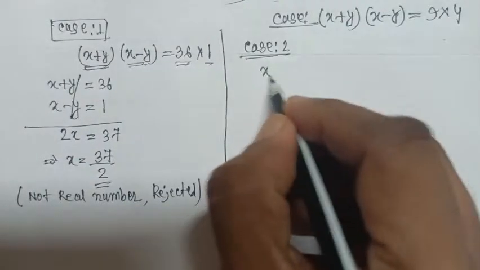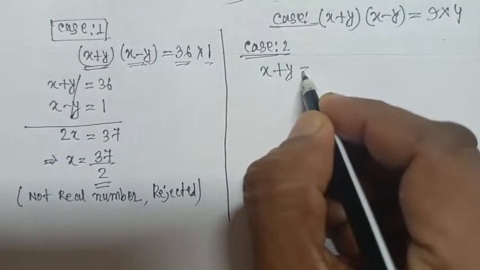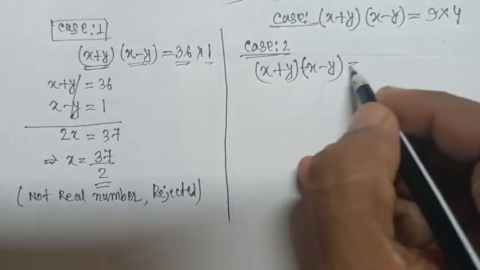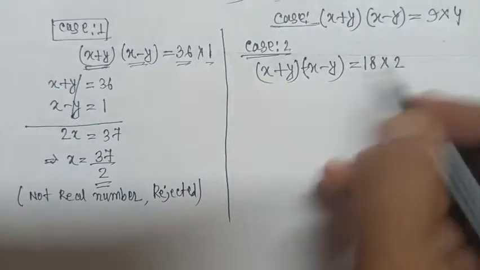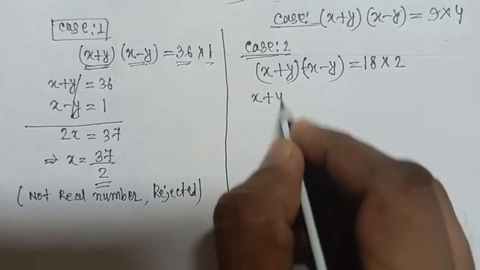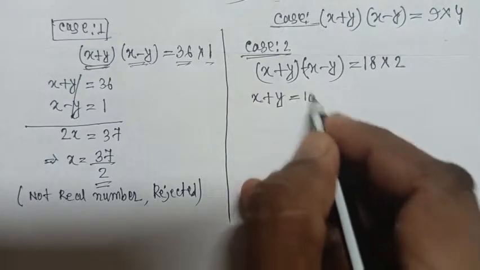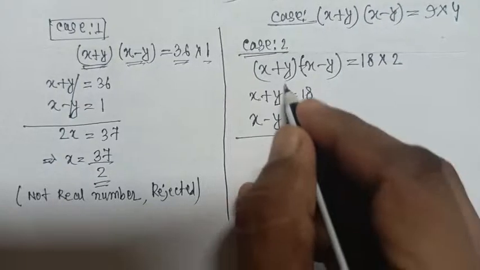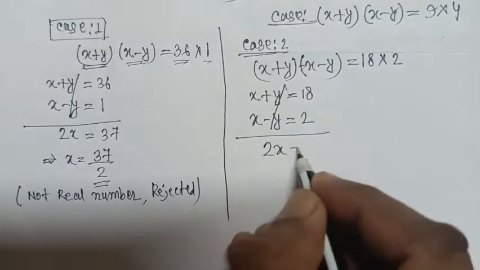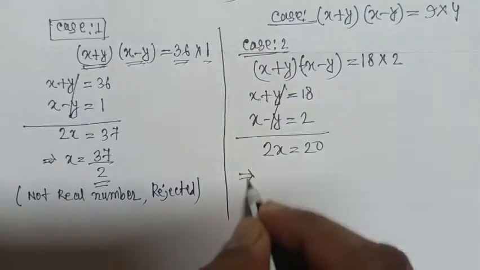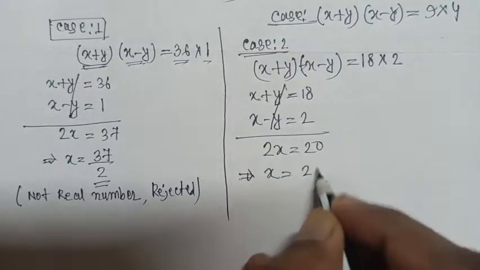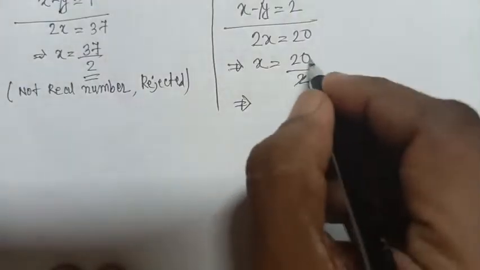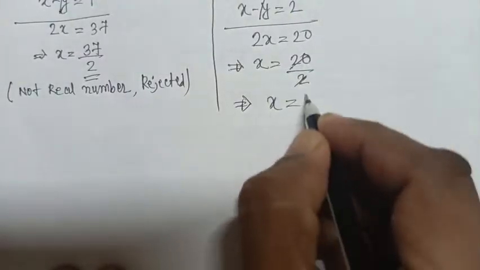Here we got x plus y into x minus y as 18 cross 2. So we can write x plus y is equal to 18 and x minus y is equal to 2. So if we add, this will cancel out. We get 2x is equal to 20. So therefore x is equal to 20 by 2. If we cancel out, then x is equal to 10.